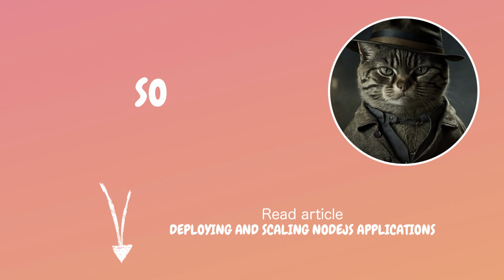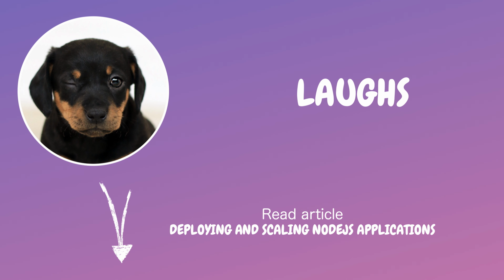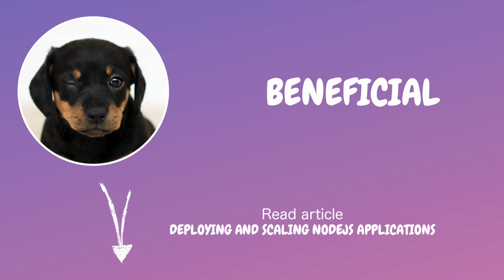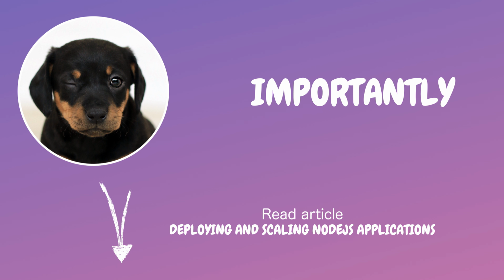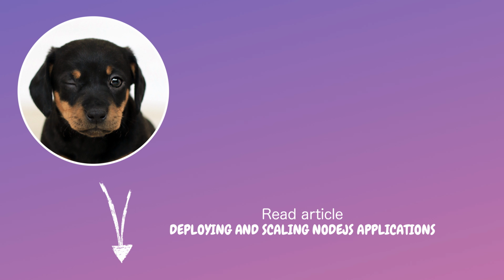Jokingly, so vertical scaling gives my scratching post more power while horizontal scaling adds more scratching posts? Yeah, exactly. But, keeping it real, cat, horizontal scaling is more beneficial. You get redundancy, load balancing, and most importantly, far less downtime.